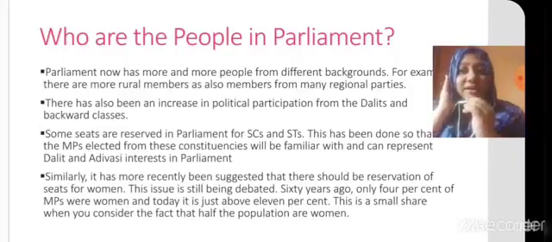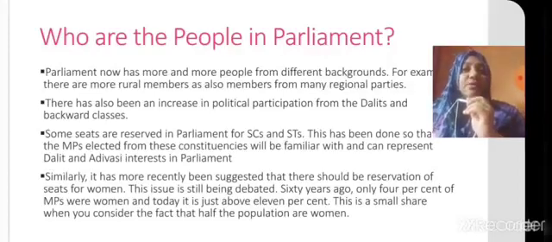This has been done so that the MPs elected from these constituencies will be familiar with and can represent Dalit and Adivasi interests in the Parliament. So why is this done? So that the demands and needs of Dalits or the tribal people can be heard in the Parliament, and for that they need a representative who belongs to their own particular caste or region or religion.